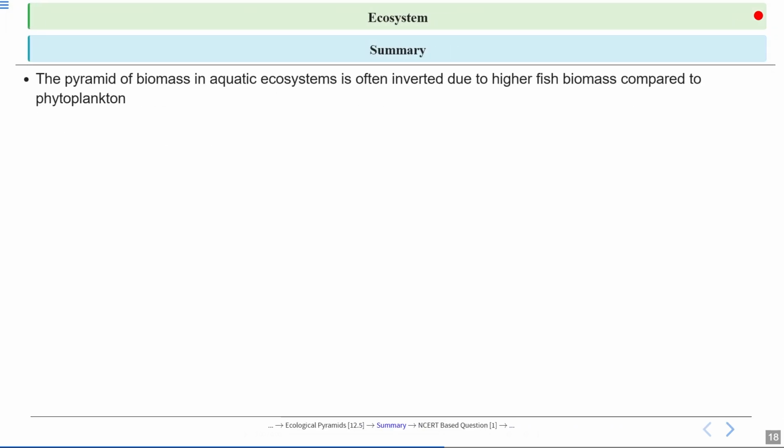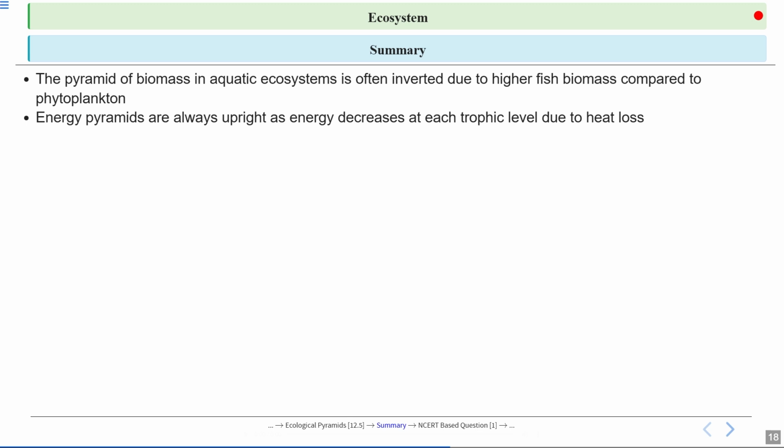Now let's summarize this entire session. We have discussed that in many aquatic ecosystems, the pyramid of biomass is inverted, meaning that the total weight of the organisms at the bottom is less than at the levels above it. We have also discussed that an energy pyramid is never inverted. It always has a wide base and a narrow top because so much energy is lost at each step. The total amount of energy available to the next level is always less than the level before it.